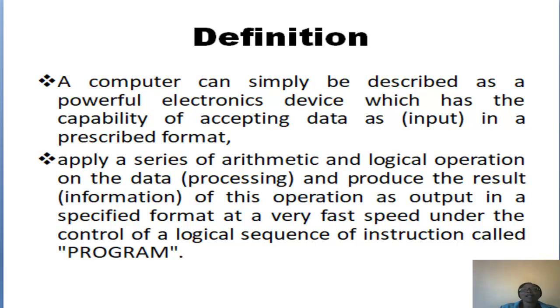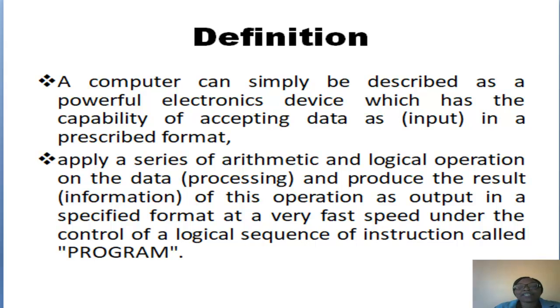Simply, we can define computer as an electronic device. That is the general definition. A computer is an electronic device that is capable of processing data and giving out information. So that is just the simple definition.